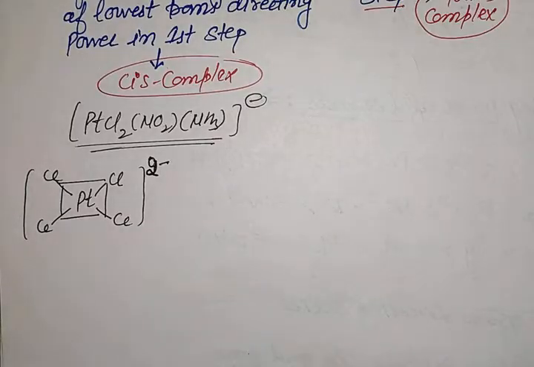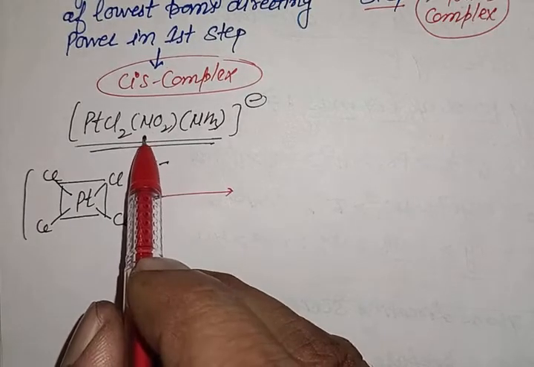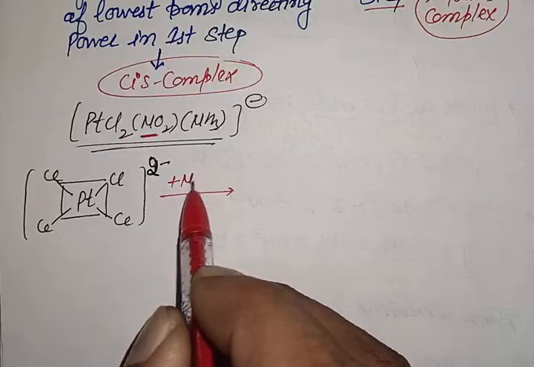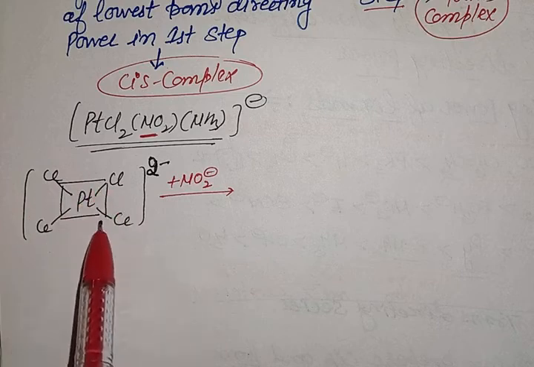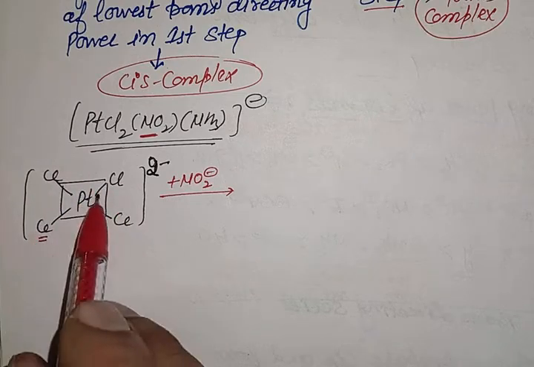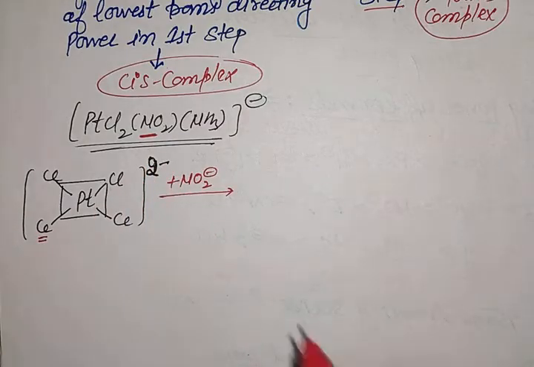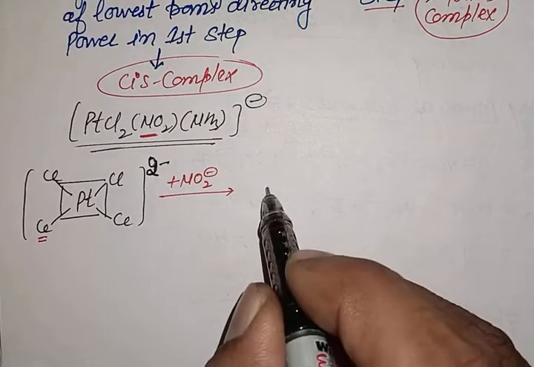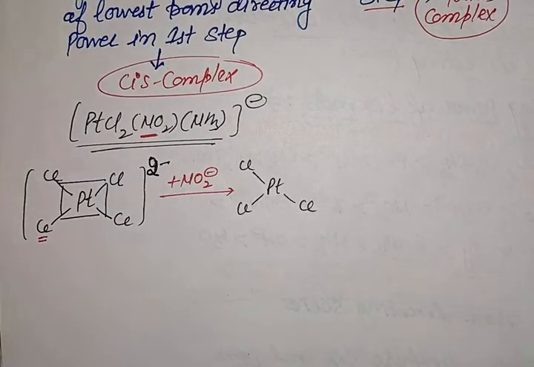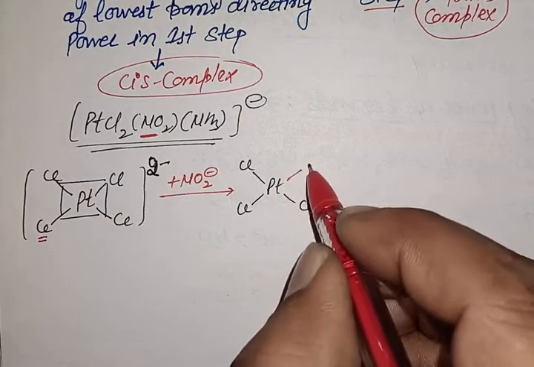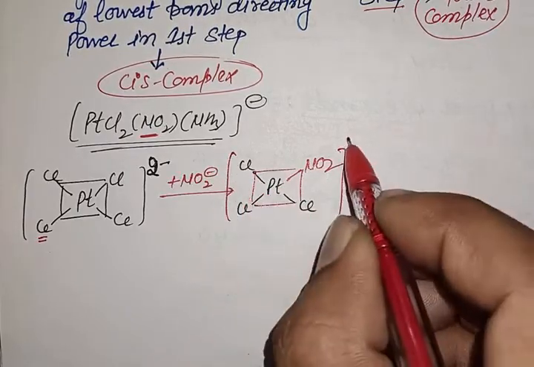So first of all we will add the ligand which is having the highest trans directing power. In this case the ligand NO2 has the highest trans directing power, so we will add ligand NO2⁻. Out of these 4 Cl⁻, one will show its trans directing power, suppose this Cl, and this NO2 ligand will occupy the position trans to this Cl ligand. So the complex formed is PtCl, here is also Cl and this one is also Cl, and the incoming ligand NO2 will occupy the trans position of this Cl. This complex is formed.